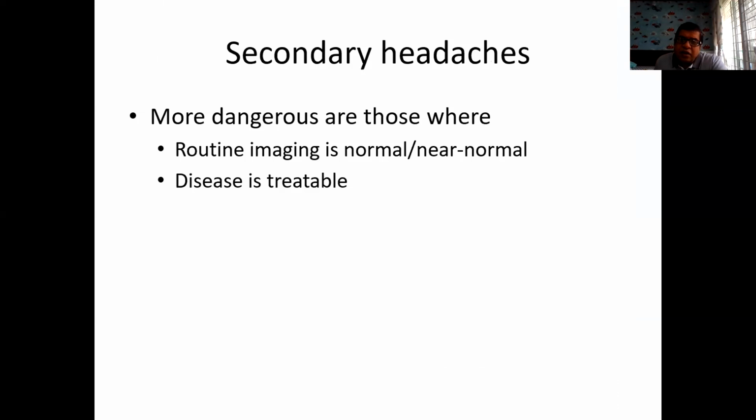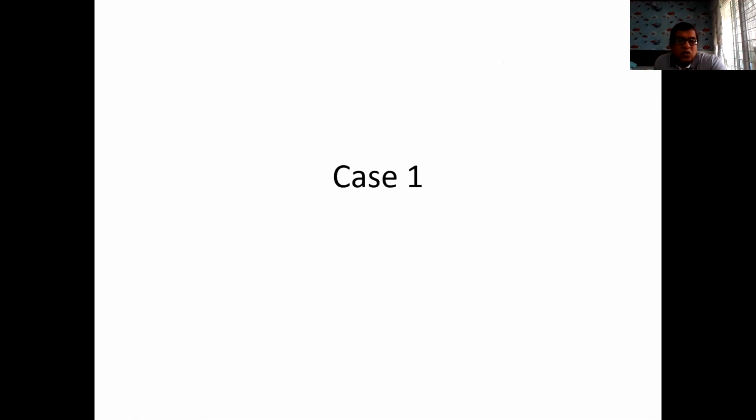The more dangerous are the headaches where the routine imaging may be normal or near normal and the disease is treatable. So these are the headaches which are dangerous. We can get exotic images where the diagnosis can be easily made on the basis of imaging or lumbar puncture findings. But if the imaging is normal and the disease requires different treatment, then these are the dangerous headaches. So I'll be talking about these secondary headaches which we shouldn't be missing even if the imaging is normal. And as usual, I'll run a case-based show. So I'll start with a case.